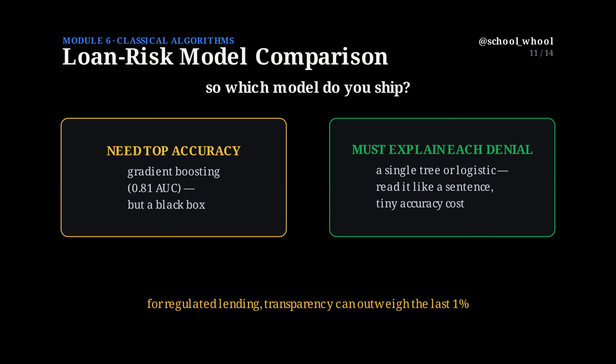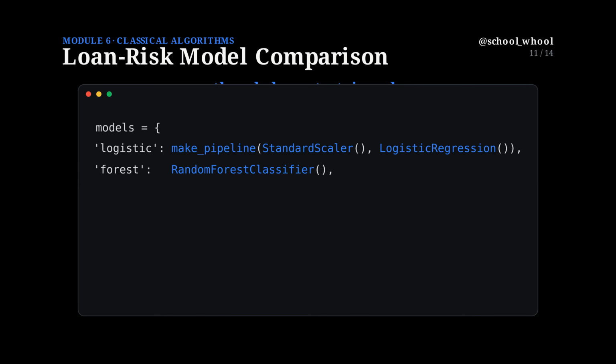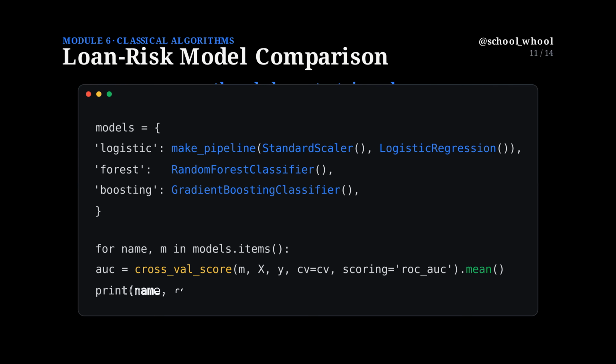And the whole contest is just a few lines of code. Put every model in a dictionary, then loop, scoring each one with cross-validation on the very same folds. One loop gives you a fair, honest leaderboard.